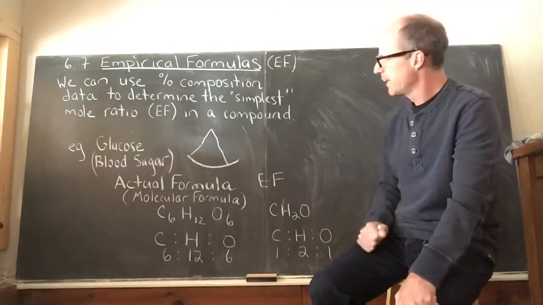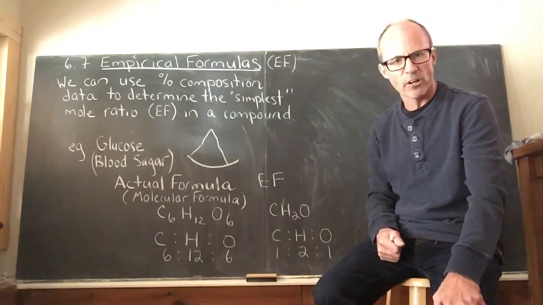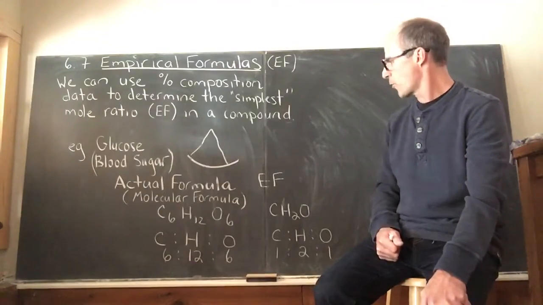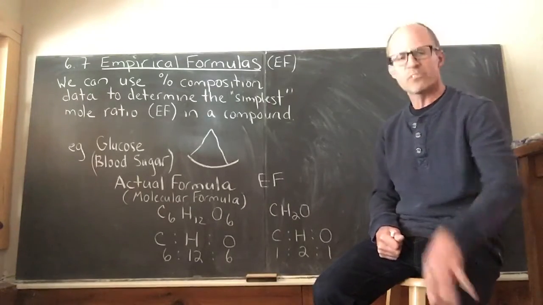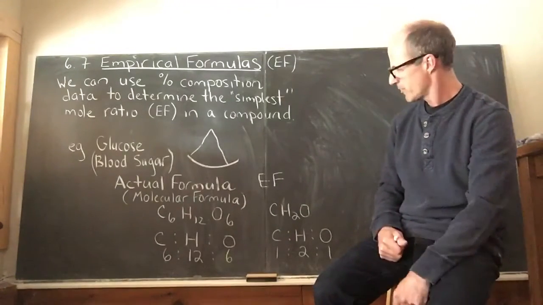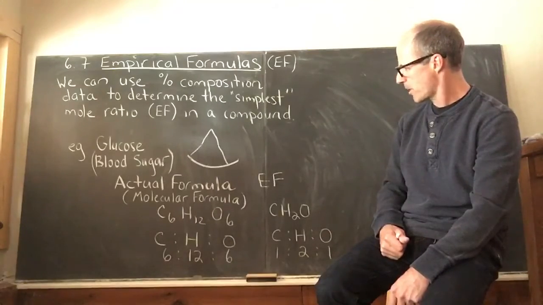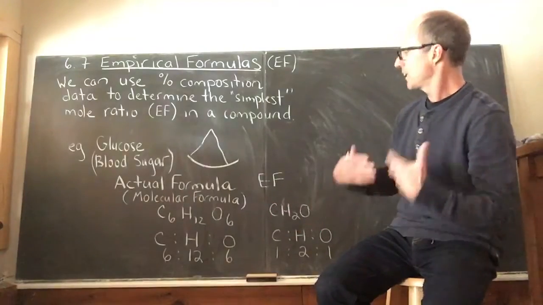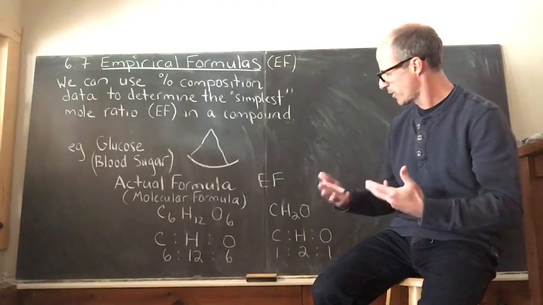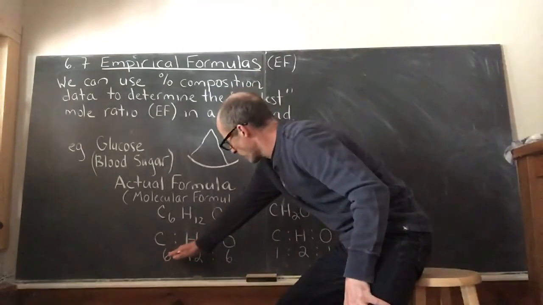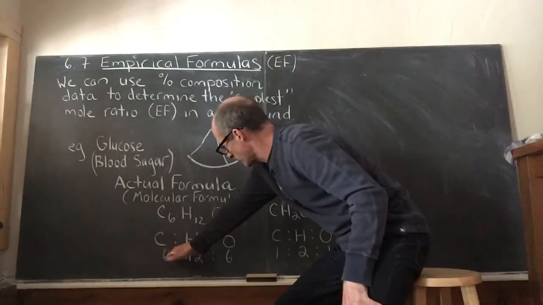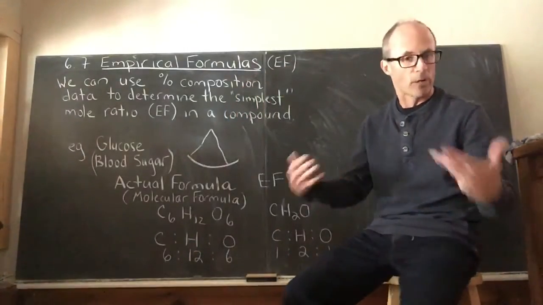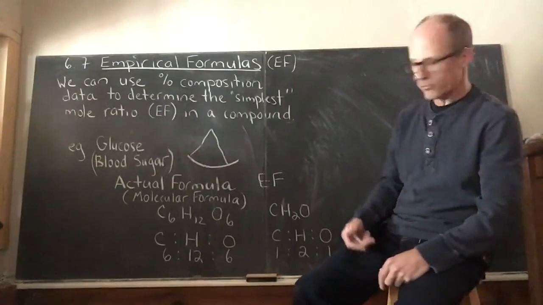That's all it is. And glucose is a good place to start because you may remember from previous grades that glucose has that very famous formula C6H12O6. So it's an organic chemical. It contains three elements, of course: carbon, hydrogen, and oxygen. If we break it down element by element, you can see that the actual formula of glucose is 6 parts carbon to 12 parts hydrogen to 6 parts oxygen. And that's just a ratio in terms of moles.